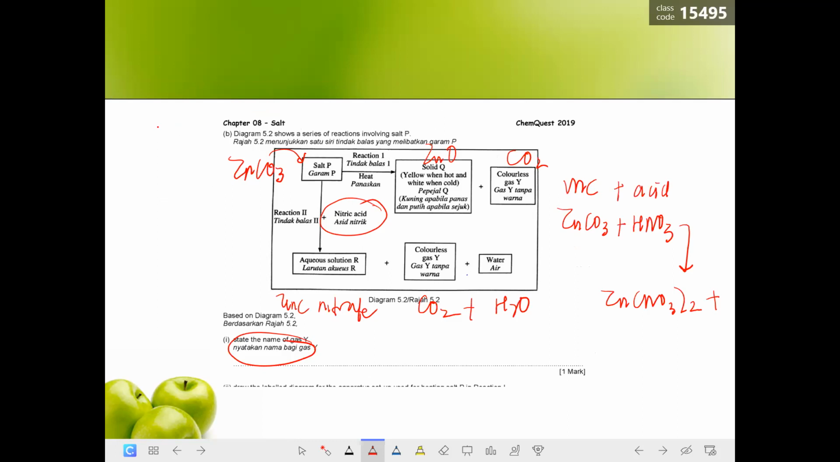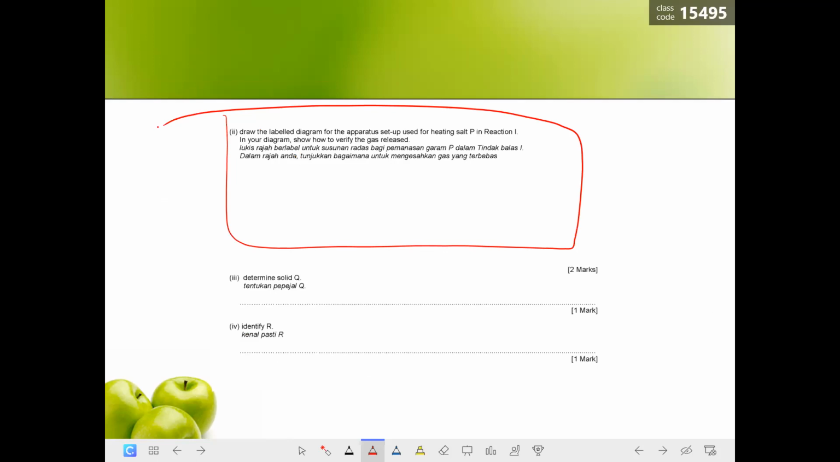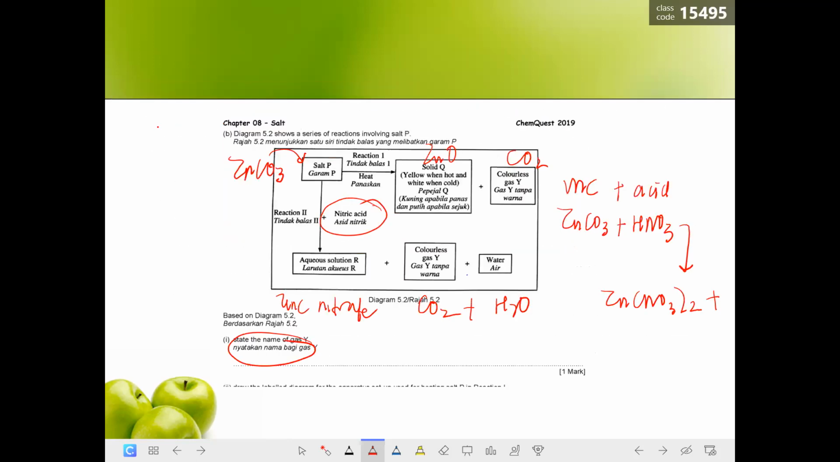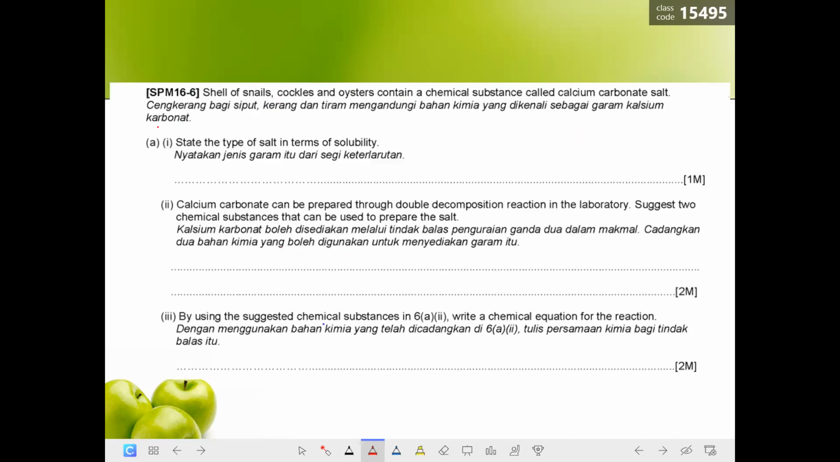This one, teacher took directly from the SPM question. I didn't add or remove anything. So that means if you can answer my questions here, you are ready already for salt. Okay, next one.